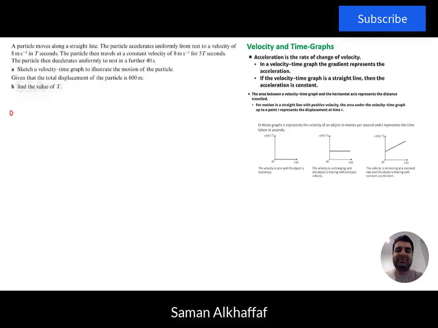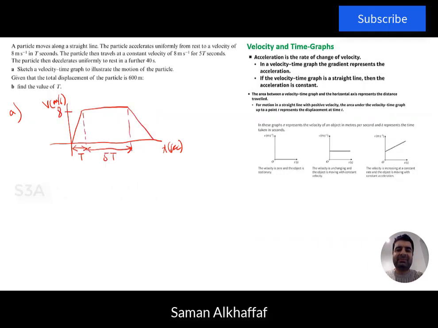So for part A, we will create the velocity time graph. So in this velocity, and then we will decelerate. So the distance is acceleration, and the final velocity is represented, and this will be our representation.